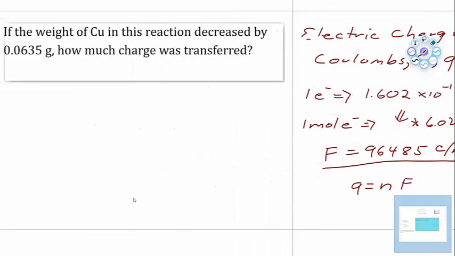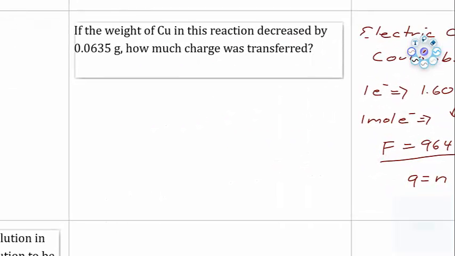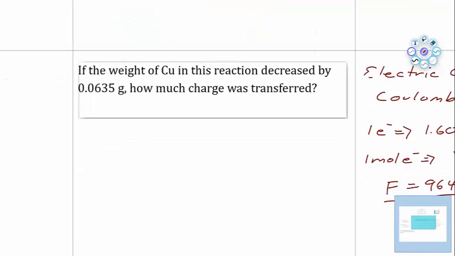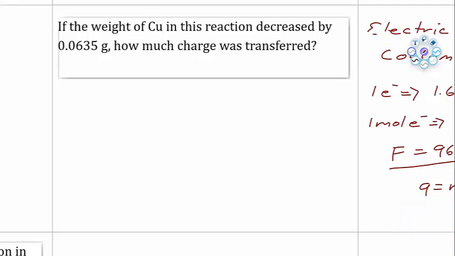So let's use that information to answer this question. If the weight of copper in this reaction decreased by 0.0635 grams, how much charge was transferred? Let's take a quick look at the equation that we were talking about here. Notice how we have copper, that the weight is going to decrease, forming copper 2 plus. It is going to be important for us to pay attention to the stoichiometry here in terms of the number of electrons. Notice how copper 0 is oxidized to copper 2 plus, so 2 electrons are transferred. So that will come up in our stoichiometry in just a minute.